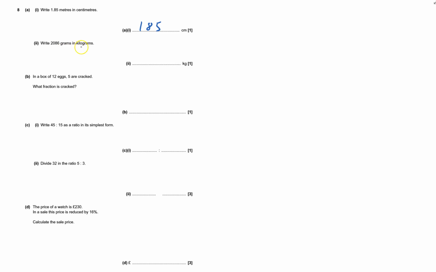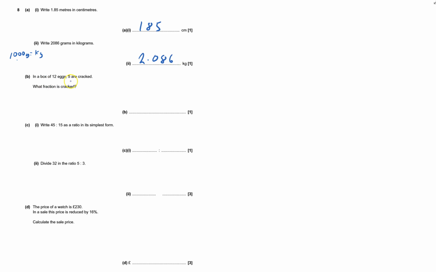We've got grams and kilograms, and we know there's 1,000 grams in a kilogram. It's always 1,000, unless you know otherwise, like in centimeters and meters. And we want the number to be smaller, so we're going to divide by 1,000, and that will give us 2.086. You've got a calculator, you can always use that.